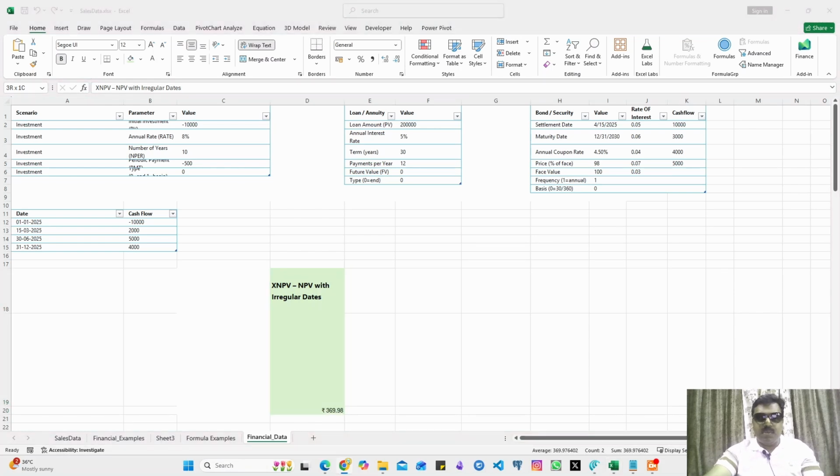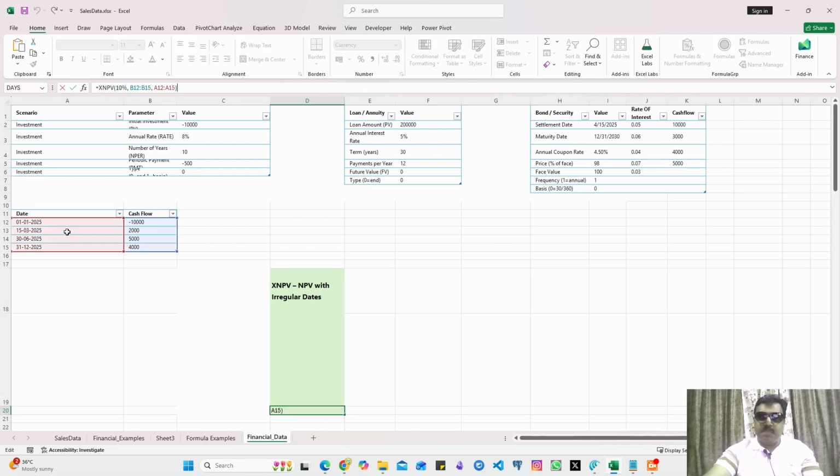In a classroom, money moves in perfect annual cycles. In reality, business is messy. Payments arrive on irregular dates whenever a contract is signed or an invoice is settled. XNPV allows us to calculate the value of cash flows that are non-periodic.